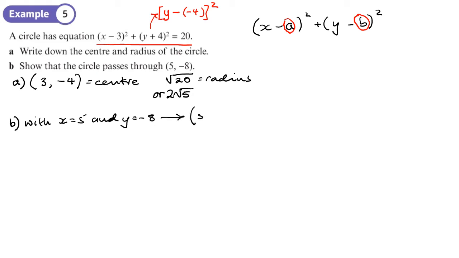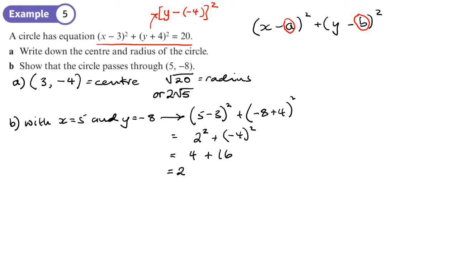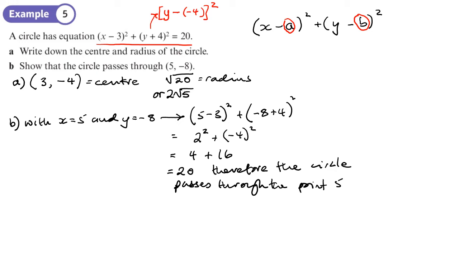So it's going to be (5 minus 3) squared plus (negative 8 plus 4) squared. So 5 minus 3 is going to be 2, so it's 2 squared, plus negative 8 plus 4 is going to be negative 4 squared. So that's going to be 4 plus 16, which is 20. So we can say therefore the circle passes through the point (5, negative 8).